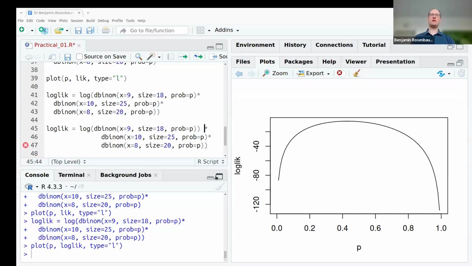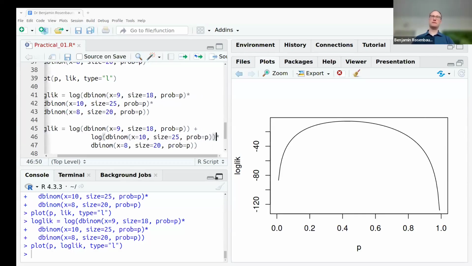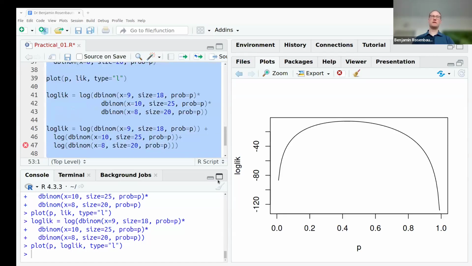So I take the log of the first value, add the log of the second value, and add the log of the third value. Then I haven't changed anything. This is the same as before, just a different way of calculating it. And here we do not have to multiply all of these small values. We just take the log of something, add the log of something else, and so on.